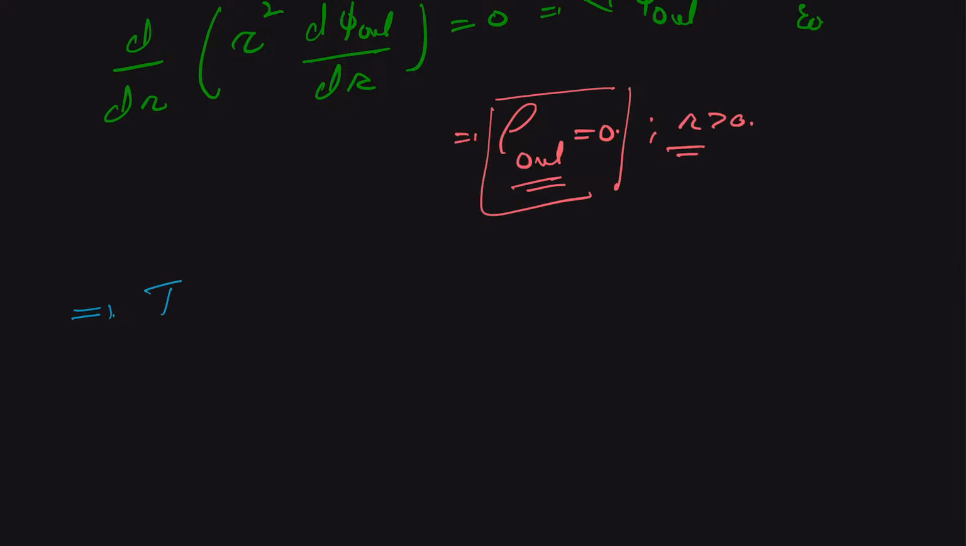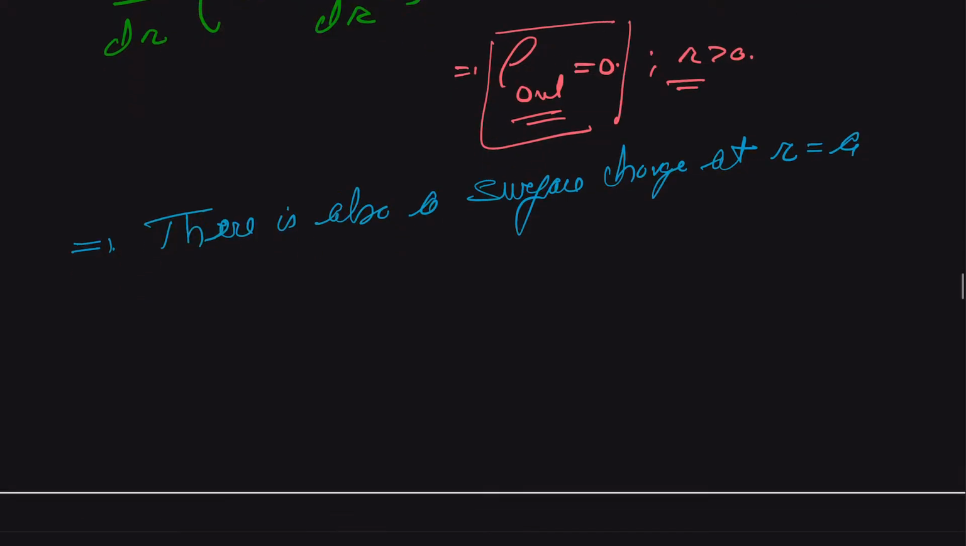there is also a surface charge at r is equal to a, okay, because our electric field jumps, or it has a different value.